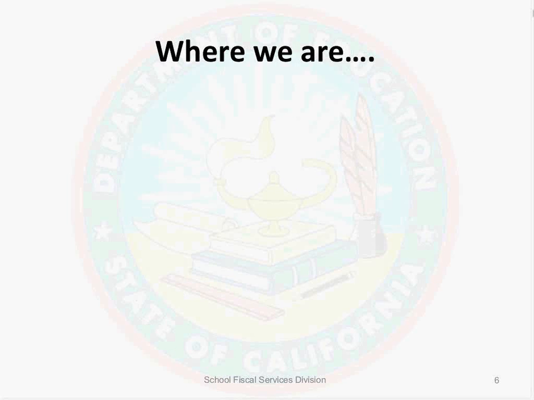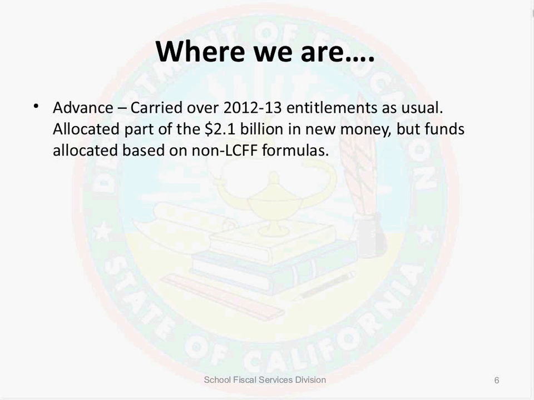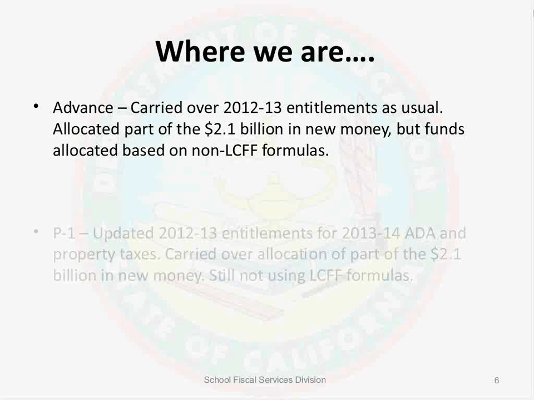So where we are now with LCFF, here's a recap of what's happened so far this year. Because our data collection software had to be modified for LCFF, and the software we use to calculate entitlements must be changed to align with LCFF, we were not able to allocate funding at the advanced apportionment, or the first principal apportionment, known as P1, that was certified in February.